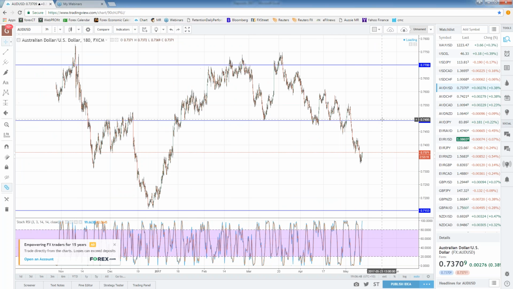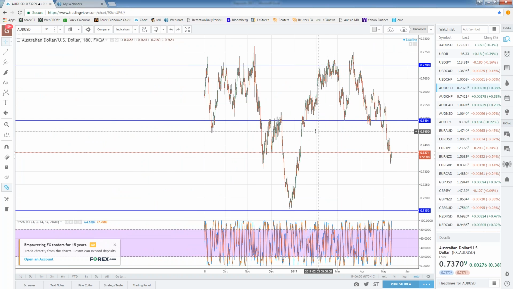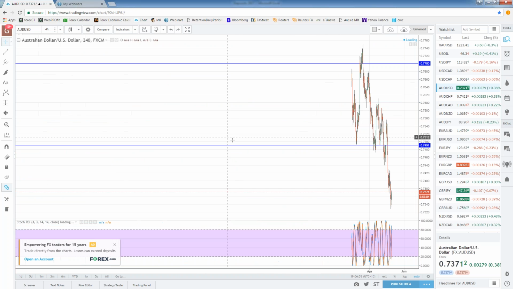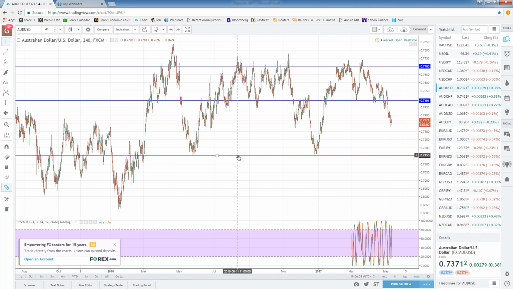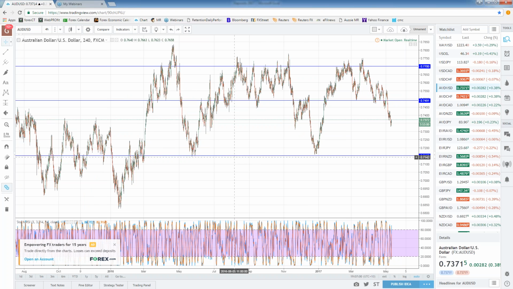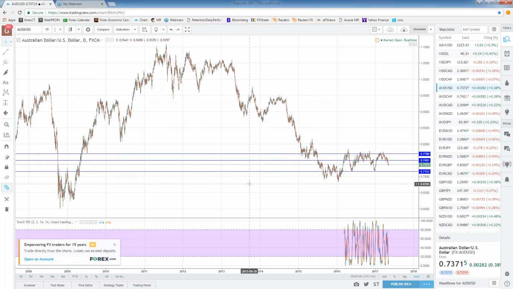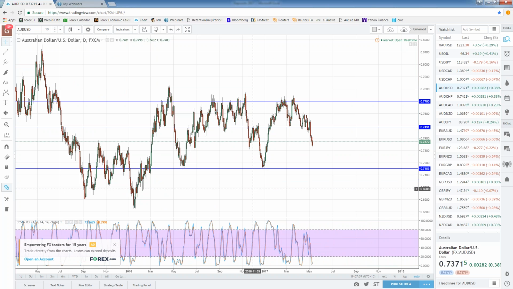Now, AUD USD, if we zoom out even more, 4 hours, go back here more, put it to the daily. If we look over the last year and a half or so, every time AUD USD has broken that 75 level, this blue level down the middle, it's quite a significant level. Every time it's broken it, it's then trended down to the 72 level at the very least.